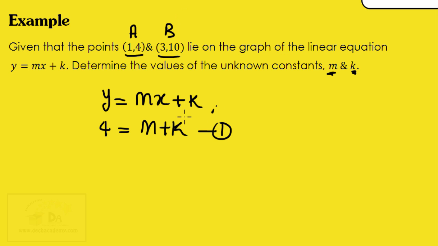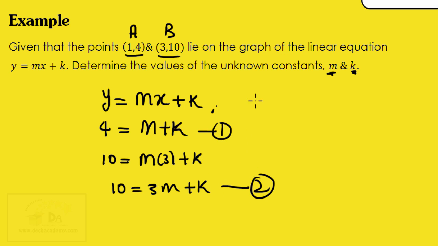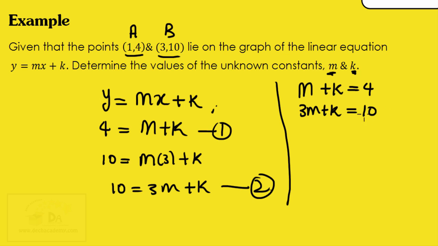I'm going to do the same thing with B. Replace y with 10. I'm going to replace x with 3, its x coordinate. So that gives m times 3, which is 10 equals 3m plus k. So now, by substituting the first point into the equation, I got equation 1 here. By substituting the second point into the given equation, I've gotten another equation, equation 2. So now I know that I'm looking for what m and k are. From the first equation, I know that m plus k is 4, and from the second equation, I know that 3m plus k is equal to 10.